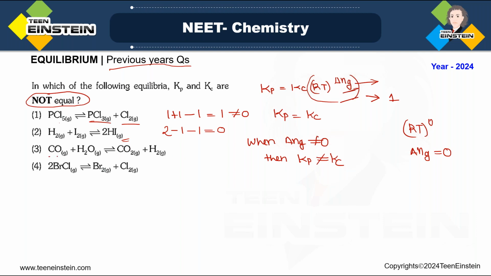Then we have the third equation where carbon monoxide is reacting with H2O, and we are getting carbon dioxide and hydrogen gas. So all these 4 molecules are gaseous. So just calculate del Ng: it is 1 plus 1, which is for the product side, 1 mole of CO2, 1 mole of hydrogen, minus 1 mole of CO, and also minus 1 mole of water. So this is equal to 0. That means this is also not our correct answer.